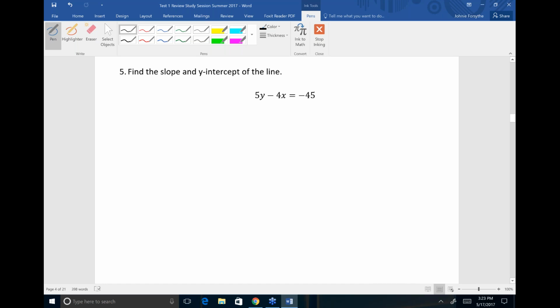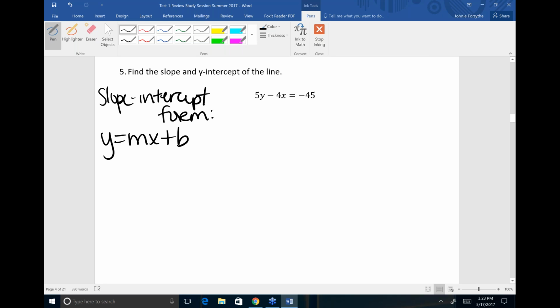Find the slope and y-intercept of the line. So this is asking you to use one of the most popular forms in algebra, and that's the slope-intercept form. So what is slope-intercept form? That is y equals mx plus b. This is a very helpful form because it gives us 2 very important characteristics or information about a line.